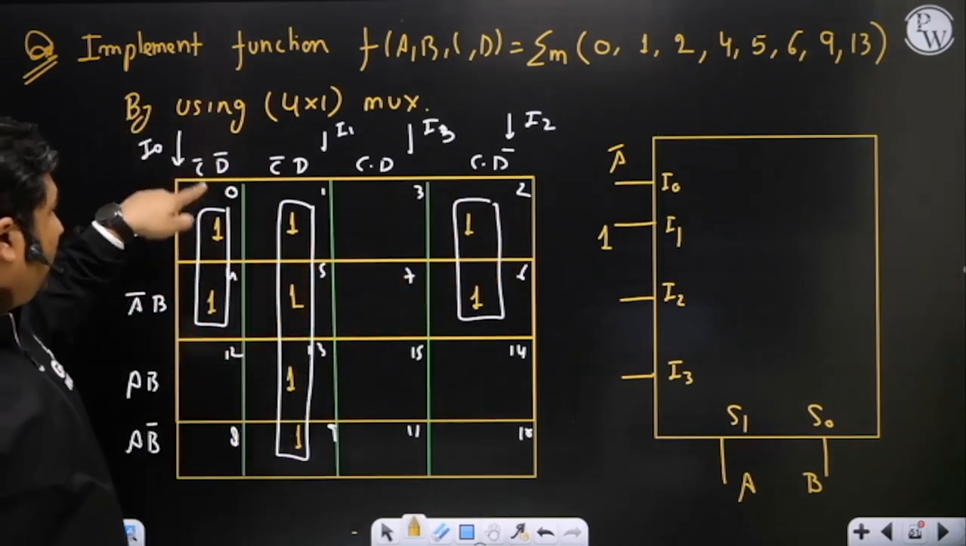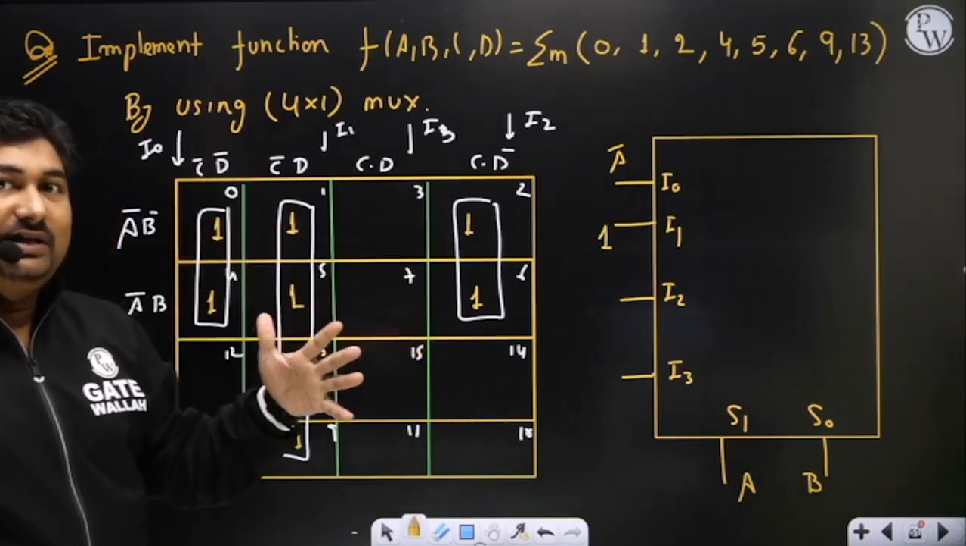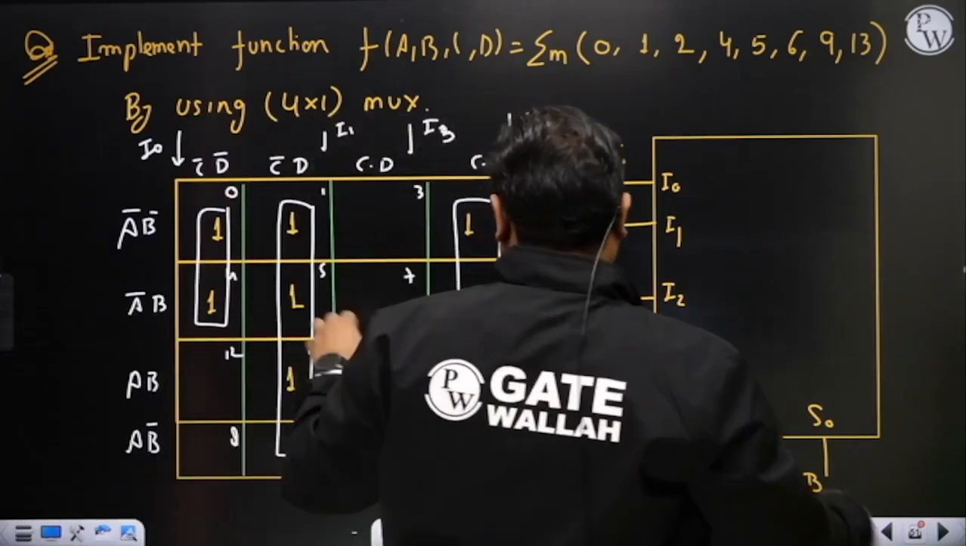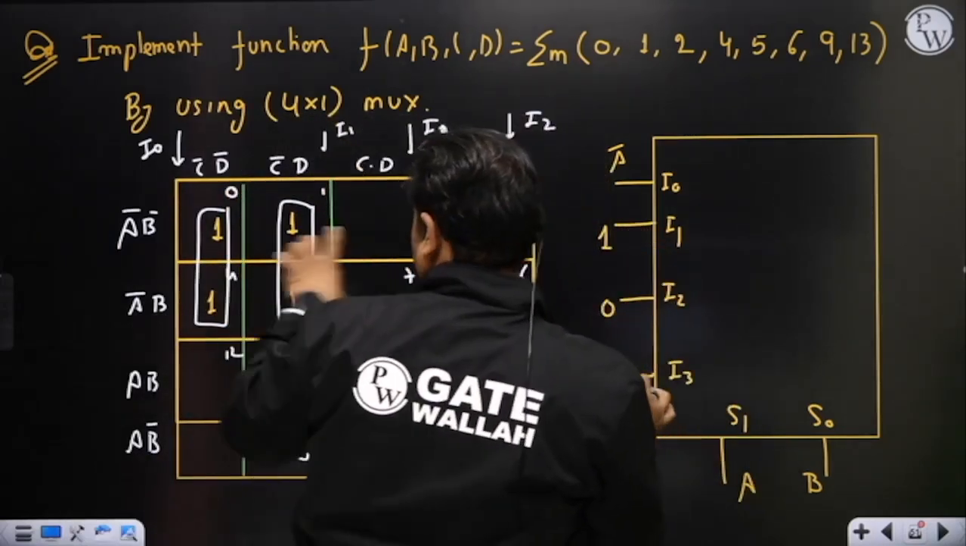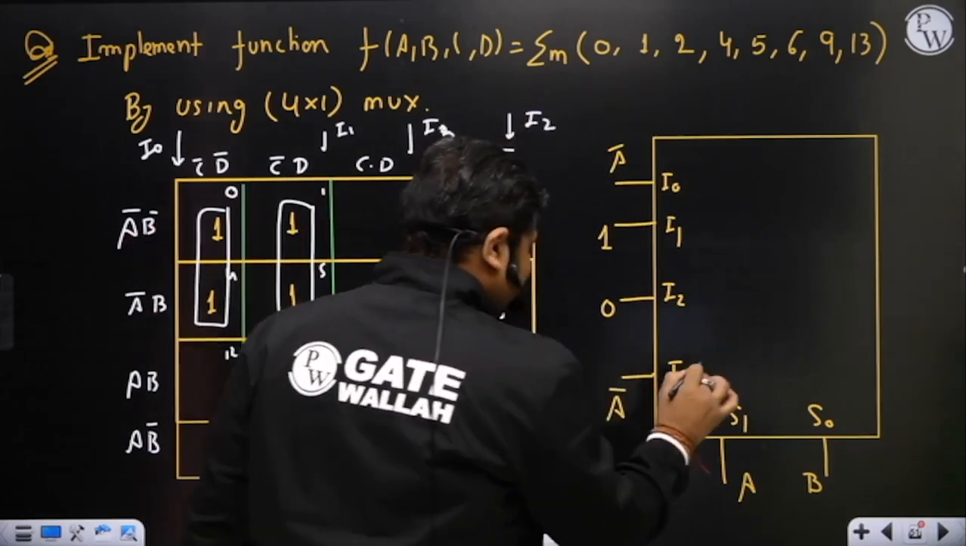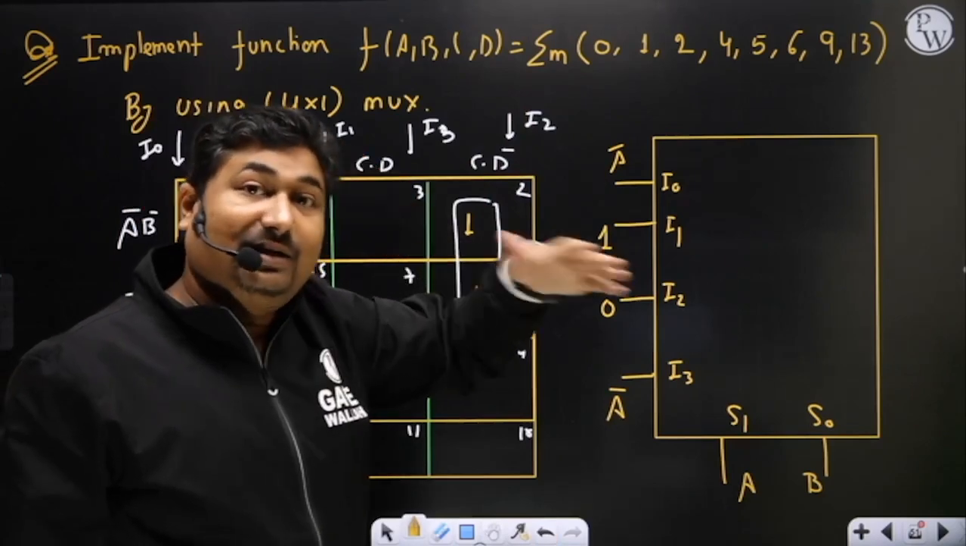But if I make vertical pairing, I can easily observe that I don't need 2 gates. Simply, this is logic 1, and this is 0, and this is going to be B bar, A bar only. Great, sir. The function will be implemented without any other logic gates.